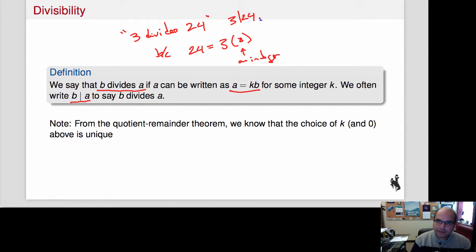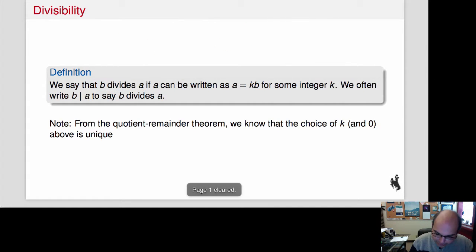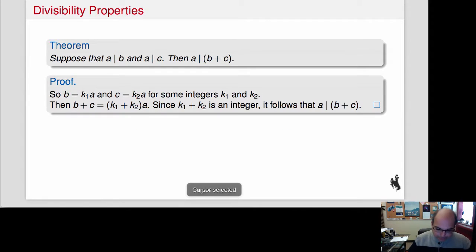And by the way, we say that a is equal to k times b. Because of the quotient remainder theorem, we know that this k is unique, and so is the remainder 0. If it divides it, it's not possible that using one quotient we get a remainder 0, and using a different quotient we get a remainder 10. No, the quotient remainder theorem tells us that this is a reasonable definition. So let's see what else we could do.